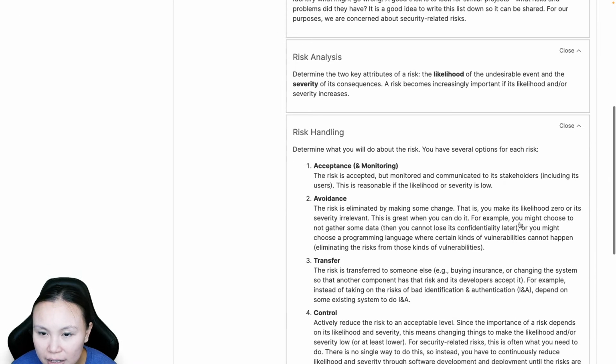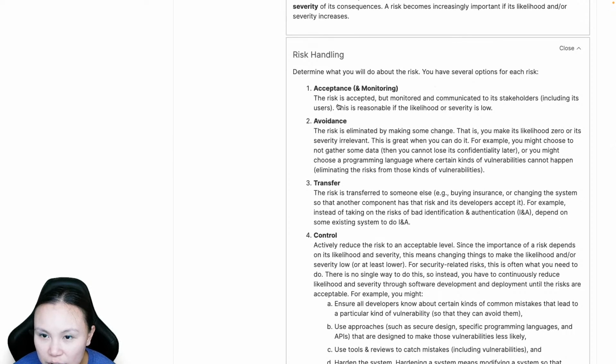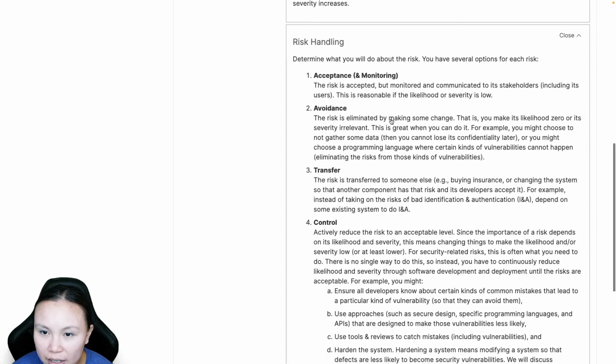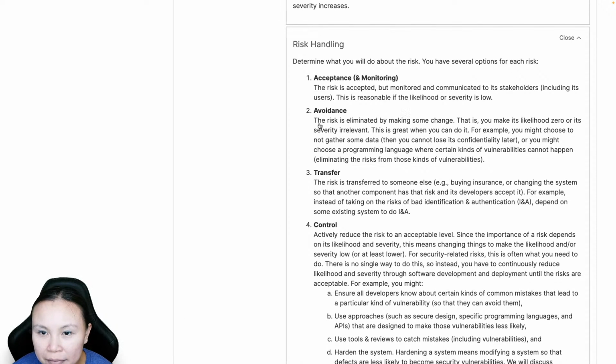Risk handling: acceptance, avoidance, transfer, control. Acceptance: once you confirm that it's a risk, accept it. Then communicate to stakeholders, including users, which is reasonable if the severity is low. If it's low, we can be more open and talk about it. Of course, if it's severe, then maybe you want to keep it a secret before you patch it. Avoidance.